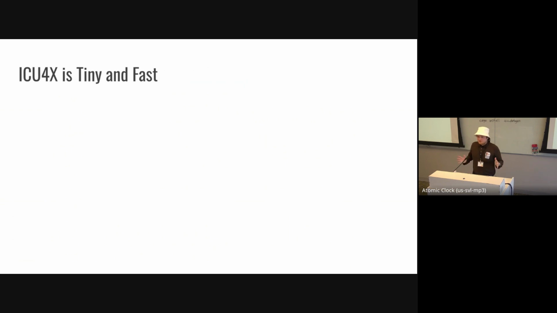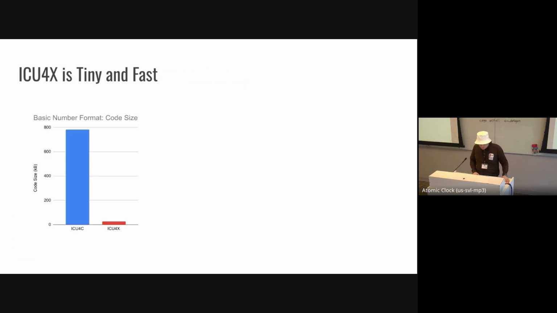So another question people might ask is, okay, this all sounds great, but can you show me numbers? Like, has ICU4X actually achieved the goals that you've been talking about this whole time? This is an example of a basic number format program that I built. It's just a little binary that takes a number and prints out the formatted number. That's all it does. I spent time in ICU4C, and I actually submitted some changes to ICU4C to make this as small as I could, to detangle it as much as I could so dead code elimination would work before making this graph. And these are the numbers that I got out.